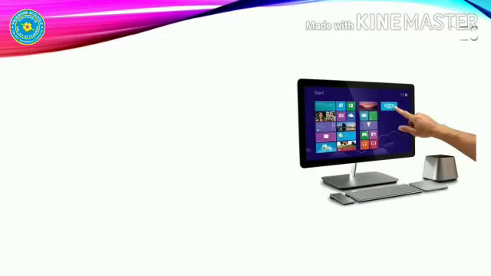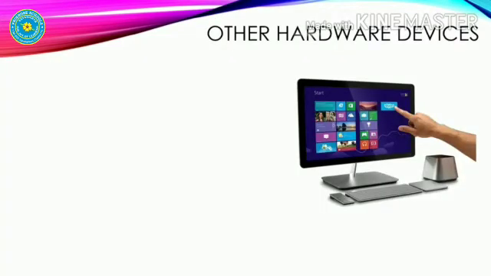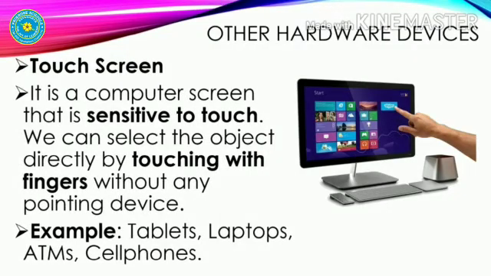Now, let's discuss the other hardware devices. Touch screen. It is a computer screen that is sensitive to touch. Yes, children, you can select the object directly by touching with fingers without any pointing device. Say for example, tablets, laptops, ATMs, cell phones.